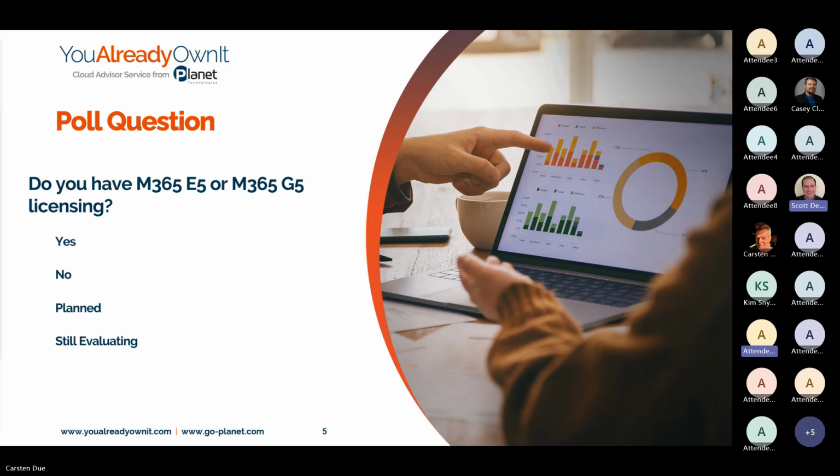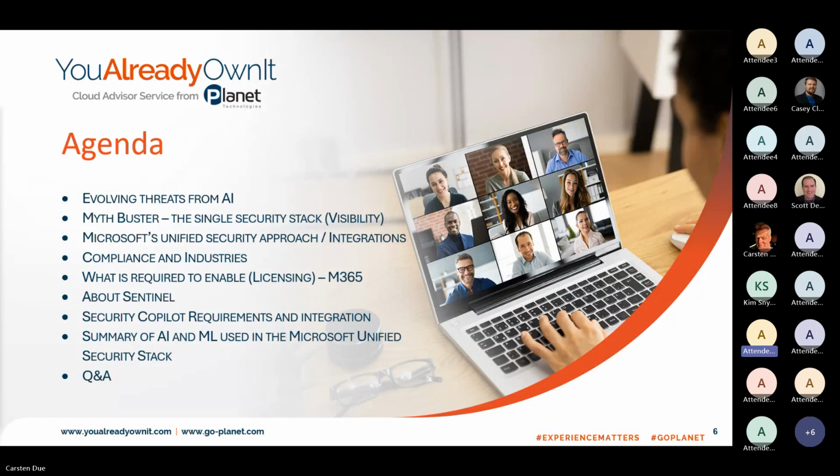So while everyone goes ahead and submits their poll questions here, we will just review the agenda for today. With today's agenda, we're going to start and take a look at the evolving threats from AI. Obviously, threats are evolving on an everyday basis. We know and understand this, but AI is bringing a new set of threats. And so we want to take a look at how we broaden and look at some of these new emerging threats that are happening.